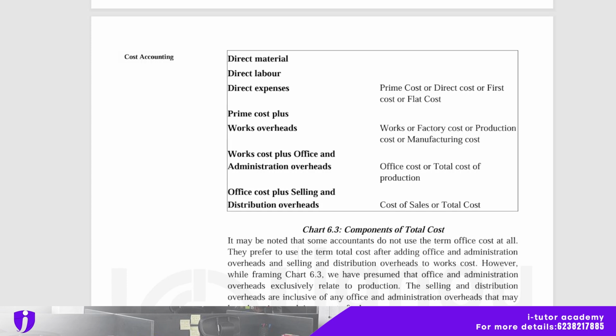It may be noted that some accountants do not use the term office cost at all. They prefer to use the term total cost after adding office and administration overheads and selling and distribution overheads to works cost. However, while framing chart 6.3, that is the above chart, we have presumed that office and administration overheads are exclusively related to production. The selling and distribution overheads are inclusive of any office and administration overheads that may have been incurred in respect of sales. Okay, so this is about today's session.